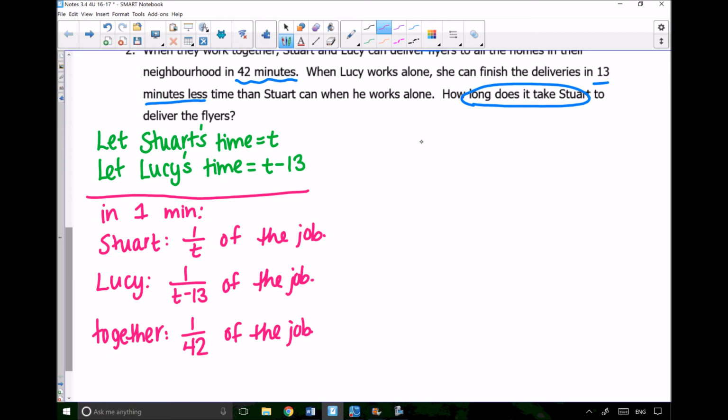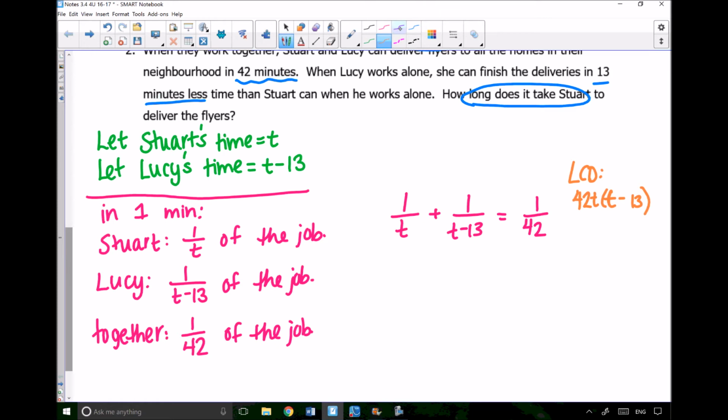Okay, so I know that if I combine Stuart's minute and Lucy's minute, or the amount that they can complete in 1 minute, it's equal to the amount that they can complete together in 1 minute. Okay, so this right here is going to be my equation. Now I have to find out what my LCD is. And remember, if there's nothing in common with any of these terms, then our LCD is going to be 42t times t minus 13.